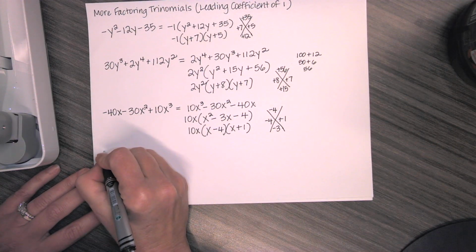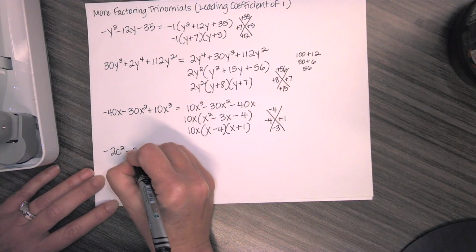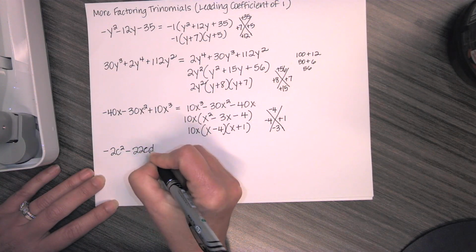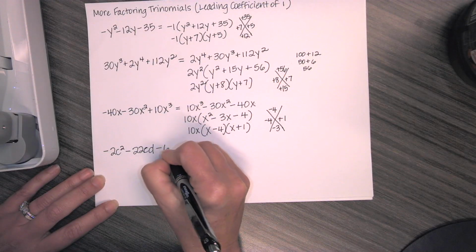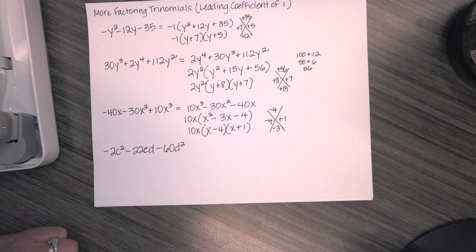Okay. Let's do one that has multiple variables in it. That's a C, guys. Alright, we got C's and D's in here.